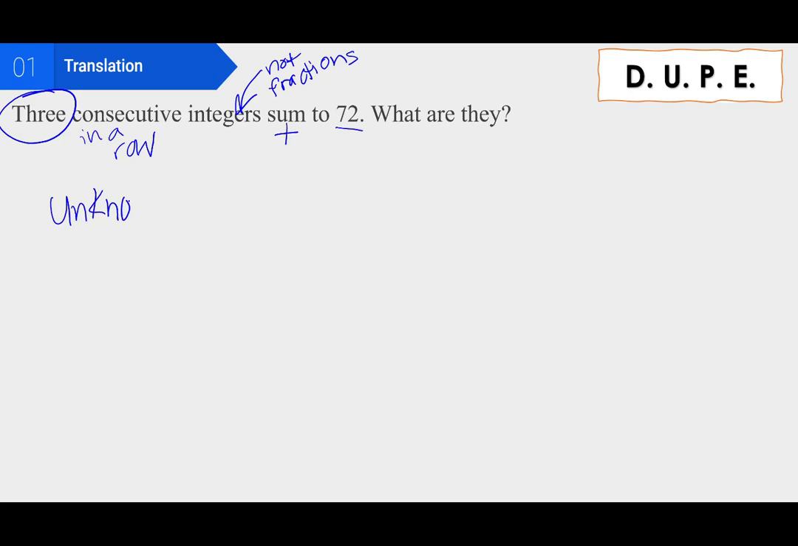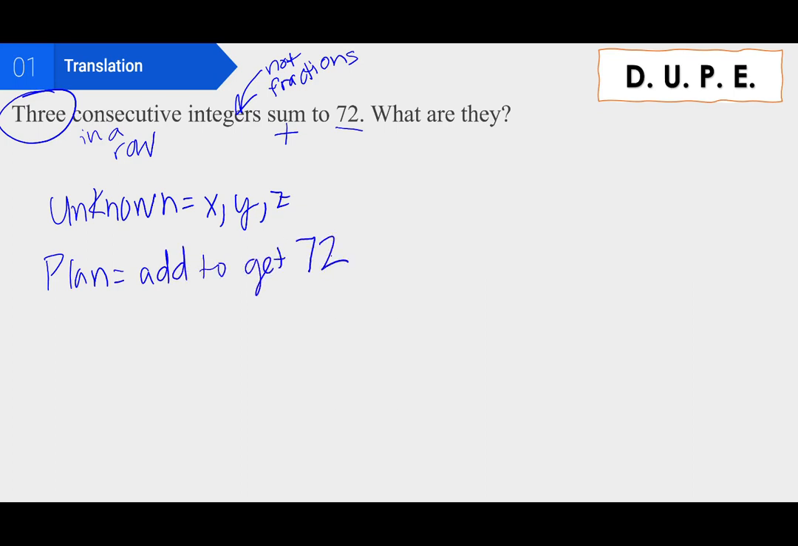Our unknowns, there's actually 3 of them, so I'm going to just name them X, Y, Z. There we go. My plan, it says sum, so I'm going to add to get 72, right? So that's going to give me an equation. My equation is those 3 variables add together to get 72. So here is an example of when I need to reevaluate my plan, because that's 3 variables in one equation. I can't solve that. I have to go back and think about this and the relationships here.